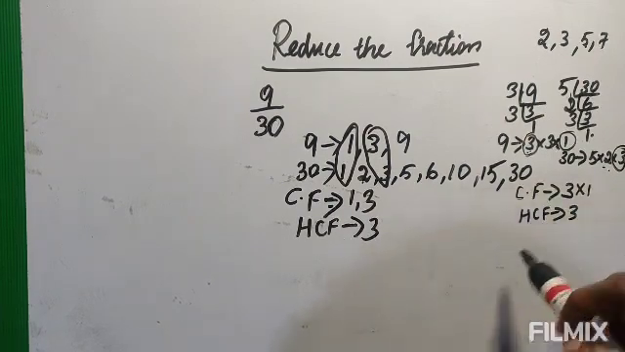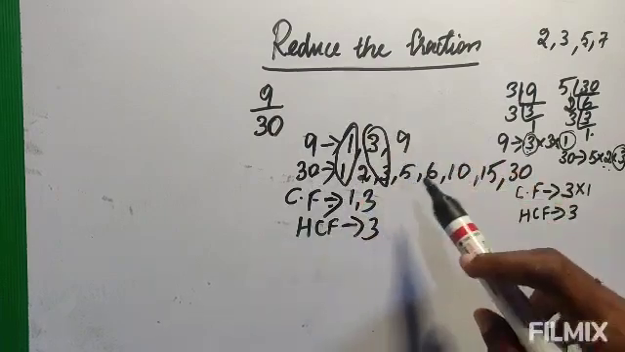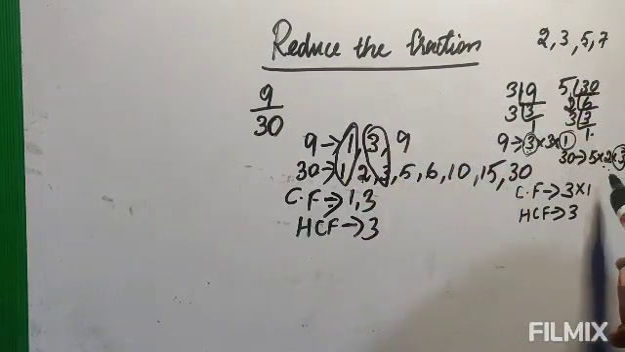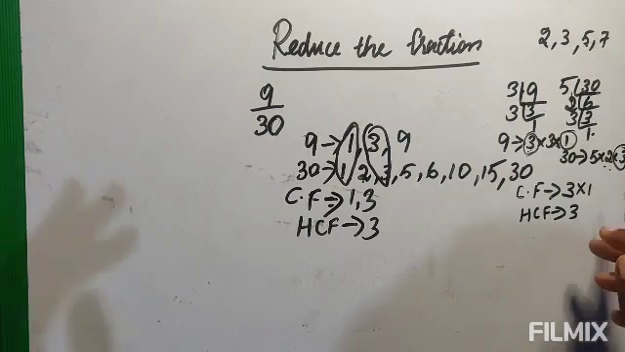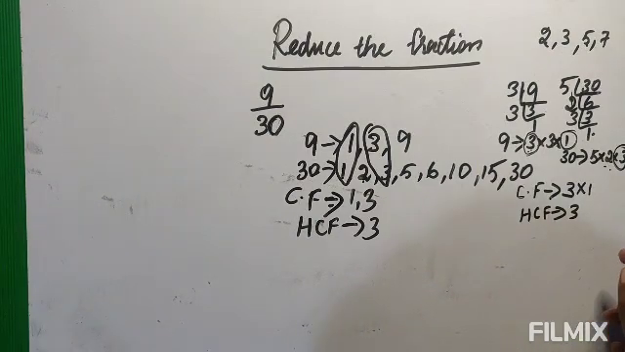Okay, see, both HCFs are the same, so you can use the factors method, or otherwise you can use this method, whichever is easy for you. The main thing is you have to find the HCF. So you can use either method.